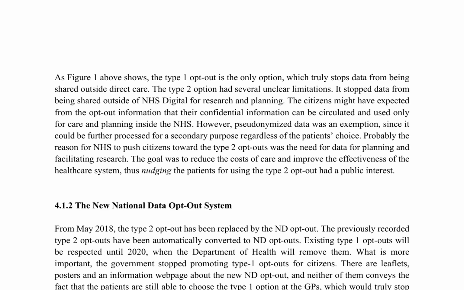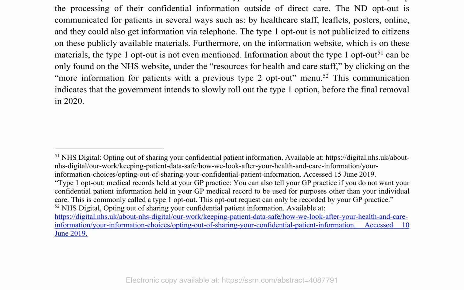From May 2018, the Type 2 opt-out has been replaced by the ND opt-out, with existing Type 2 opt-outs automatically converted to ND opt-outs. The government stopped promoting Type 1 opt-outs for citizens, and the Type 1 opt-out is not publicized on publicly available materials. It can only be found on the NHS website under Resources for Health and Care Staff.